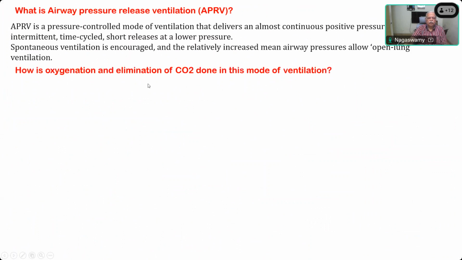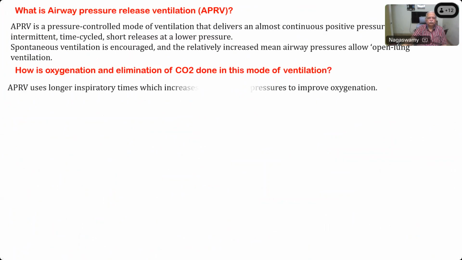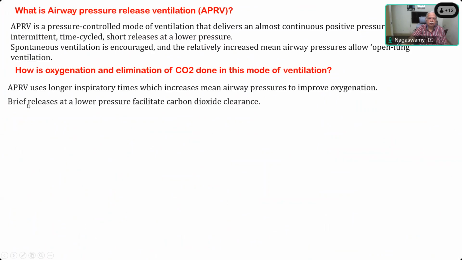How is oxygenation and elimination of carbon dioxide done in this mode of ventilation? It uses long inspiratory times, which increases mean airway pressure. That is how it improves the oxygenation. But at the same time, brief releases at lower pressure facilitate carbon dioxide clearance. Okay?